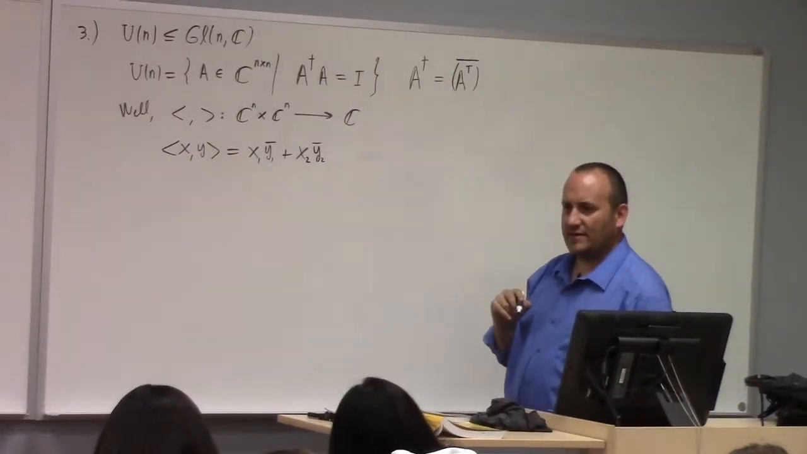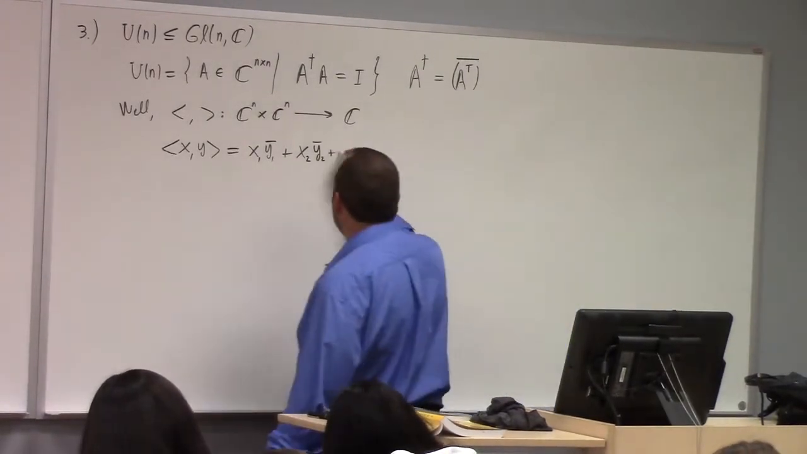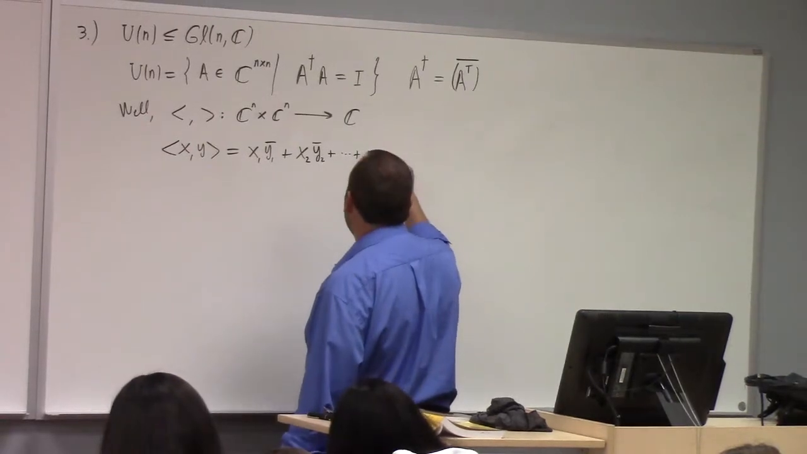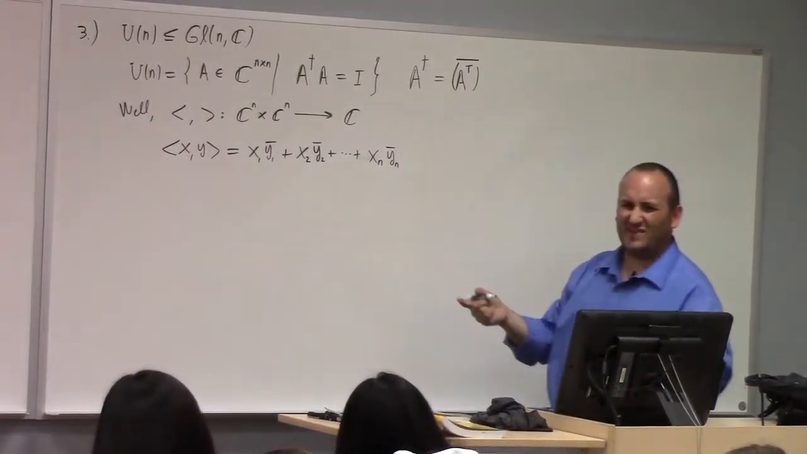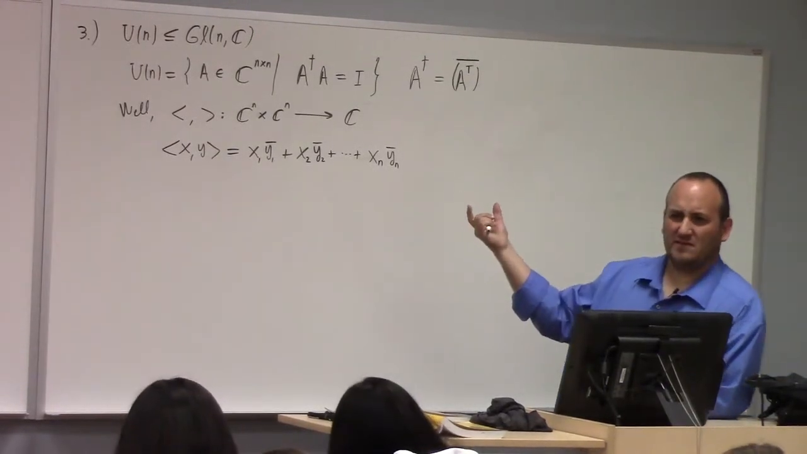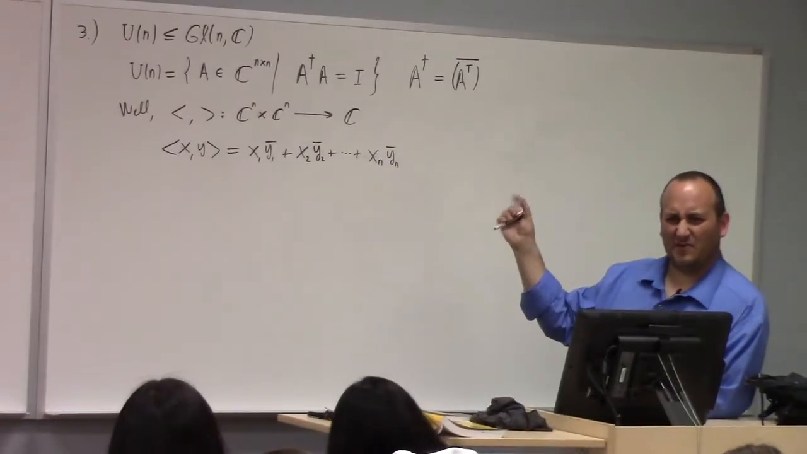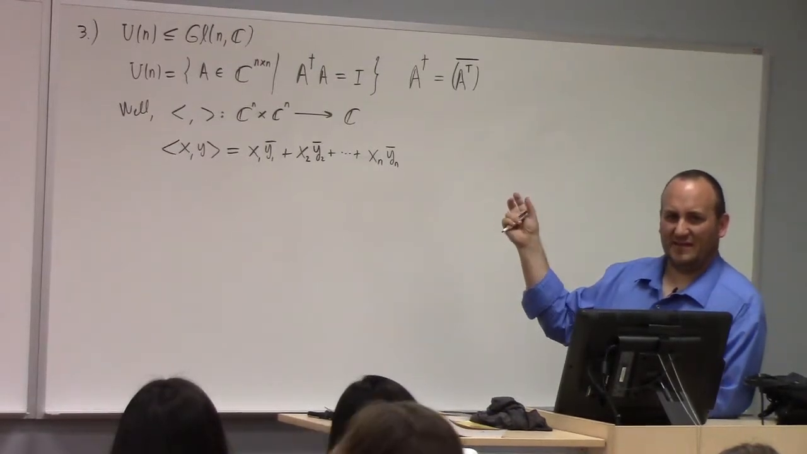Bar. Yes, I decided on bar. So x1 y1 bar plus x2 y2 bar plus and so on. It's almost like the dot product, right? Except that you have complex conjugates on the second thing. So the complex inner product is not symmetric. It's conjugate symmetric. And it's not bilinear either.